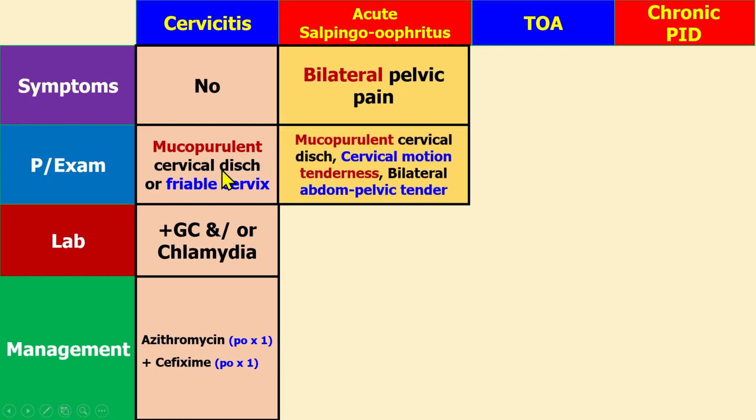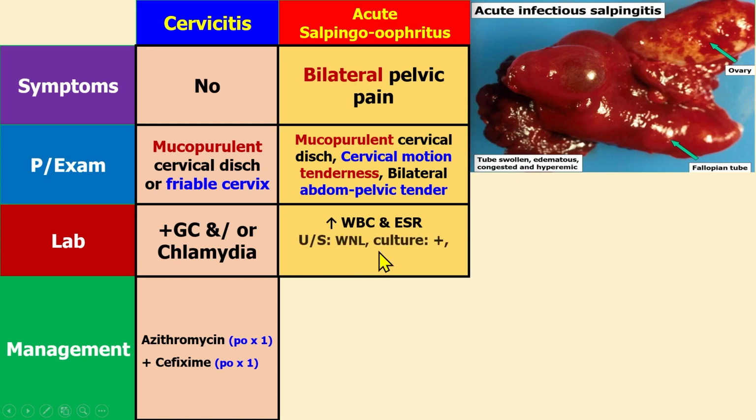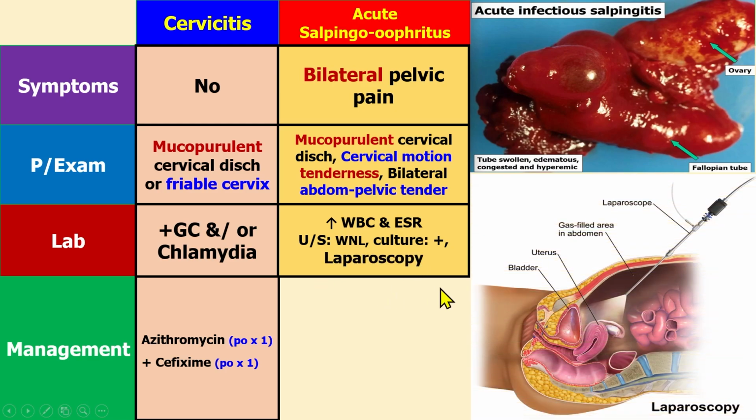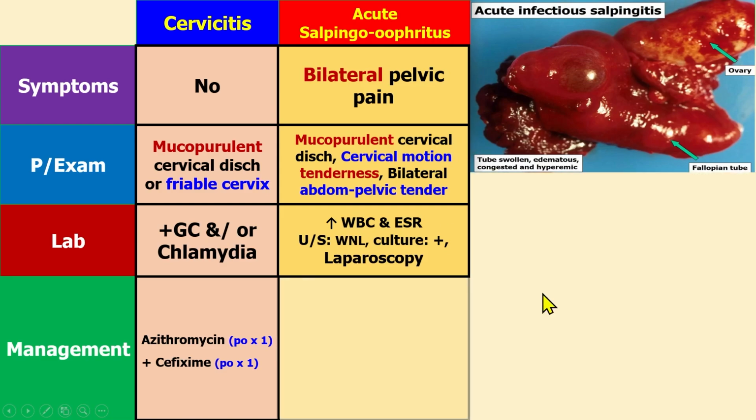So what are the other findings? Mucopurulent discharge, cervical motion tenderness, as I mentioned, and abdominopelvic tenderness, because of this inflammation in the tube. You see increased WBCs, and ultrasound within normal limits, culture positive, and laparoscopy confirms the diagnosis. This is laparoscopy, and you can see the adhesions and other findings of acute PID.